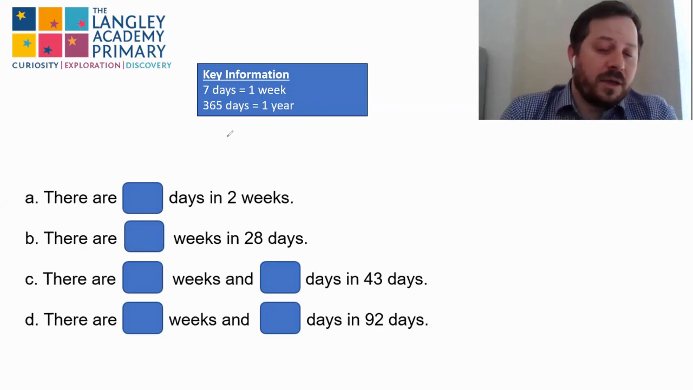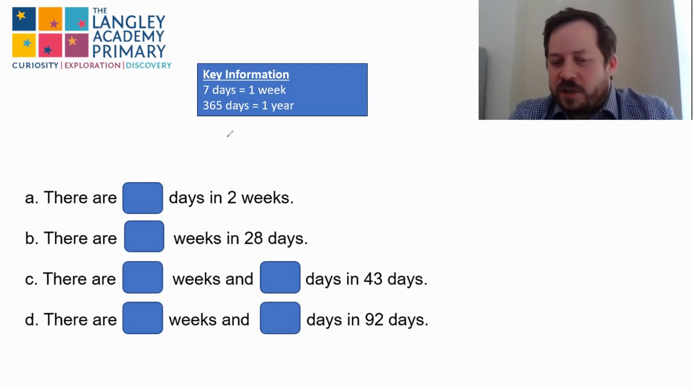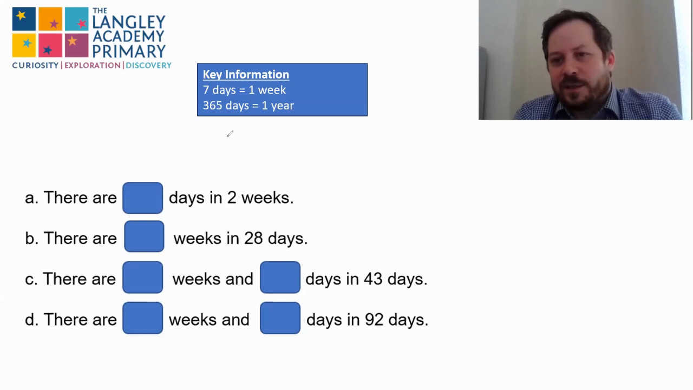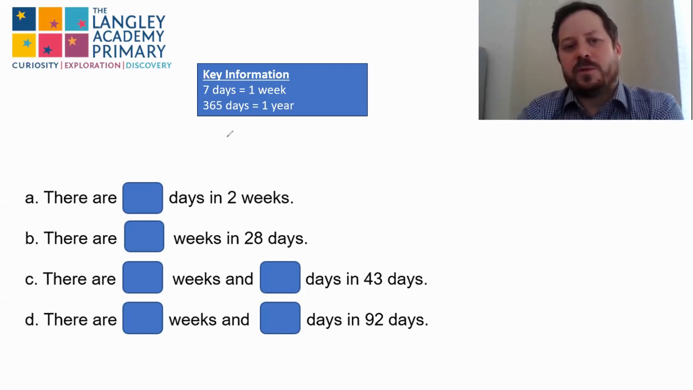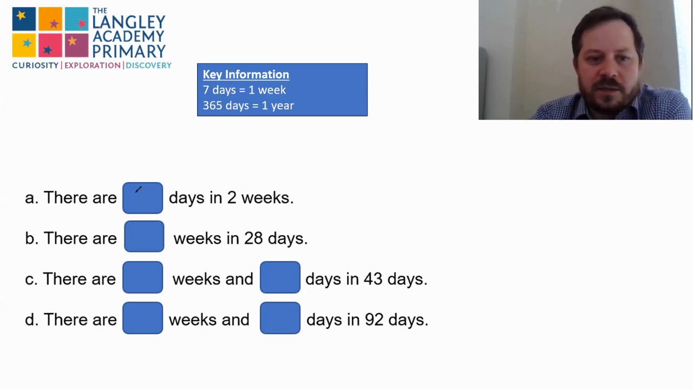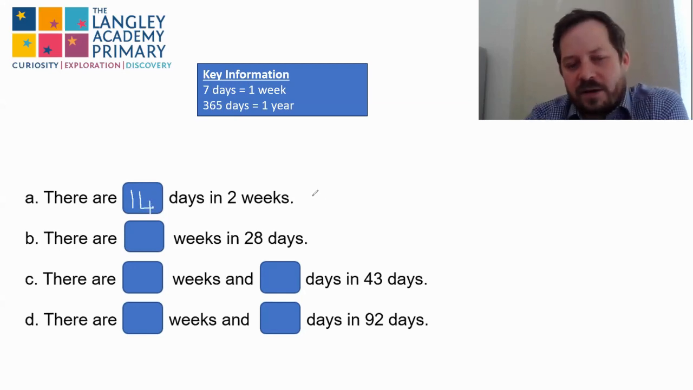Hopefully you've all had a go at trying these using the key information we have, and I'm going to talk through why this is only the key information that I've given you, not anything more. We'll talk about that in a minute. So first off, there are how many days in 2 weeks? So if we've got 2 weeks, we need 2 lots of 7 days, and so we times 7 by 2 and have 14.